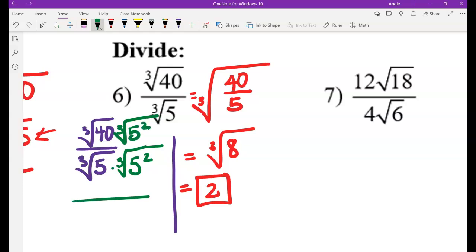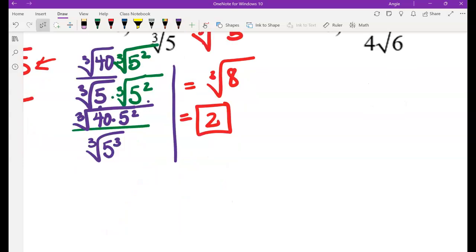So on the bottom, students, we do have cube root, and then this is one 5, this is two 5s. So that's going to allow us to say, okay, 5 to the third. On the numerator, we can put them together. It's 40 times 5 squared. Well, 40 can be broken up, right, guys? 40 can be broken up as 8 times 5. And I have a 5 squared. So 5 squared can be written as 5 times 5.